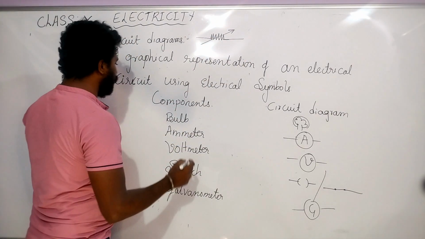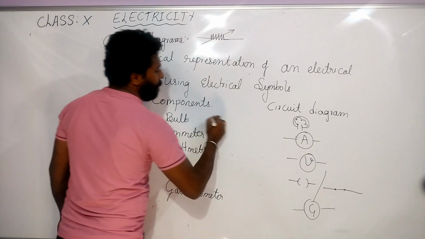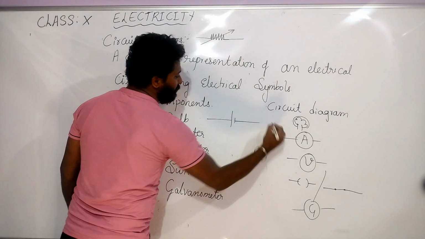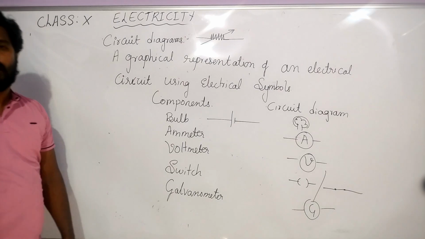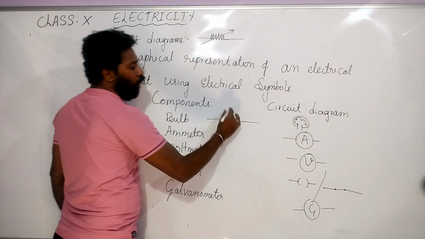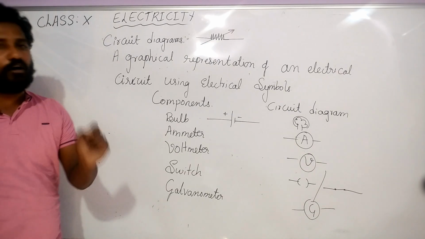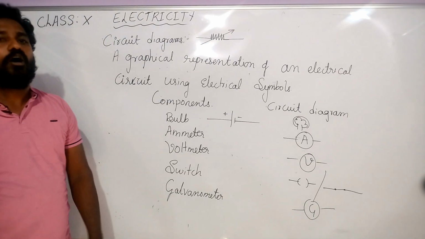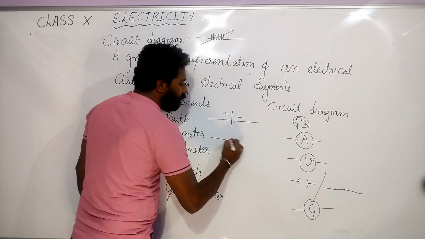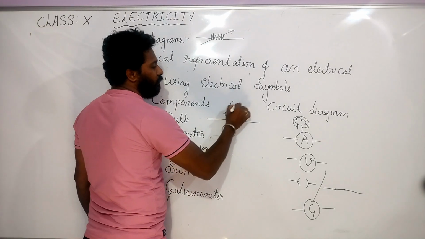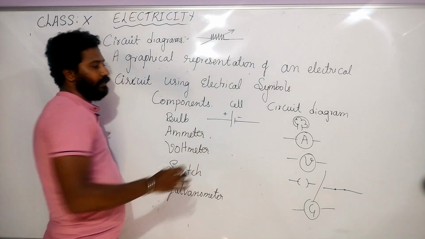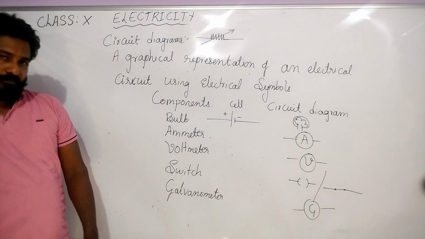And one more important component is the battery. A battery we will represent like this. Did you understand? The longer line is always represented as plus, and the shorter one is always a minus. A battery or a cell, both are the same.